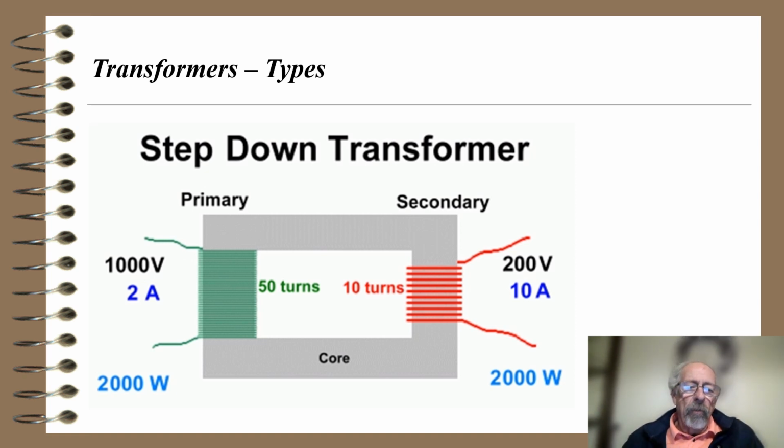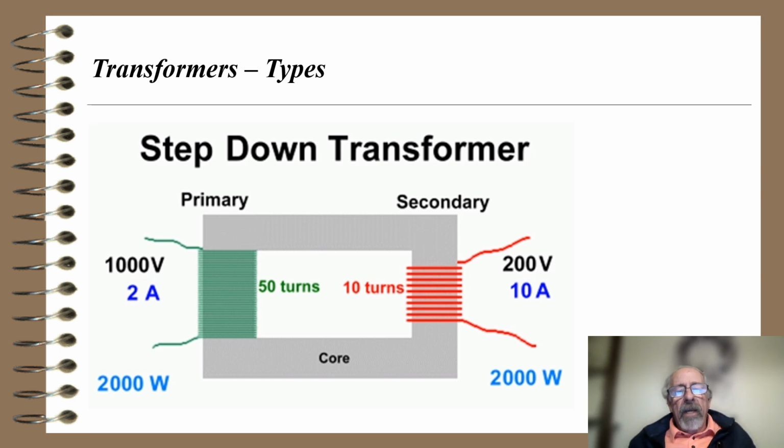Step-down transformer. This one shows a primary of 50 turns, and there's 1,000 volts at 2 amps, or 2,000 watts, or 2 kilowatts, being applied to the primary. Now, the secondary you can see is red, compared to the green primary windings, and there are only 10 turns. So it's 1/5 the turns. So the secondary voltage will be 1/5 of what it is in the primary, or 200 volts, but the secondary current will be 5 times higher, or 10 amps. And you notice that 2,000 watts on the primary equals 2,000 watts on the secondary.